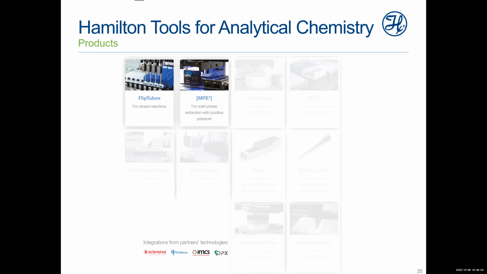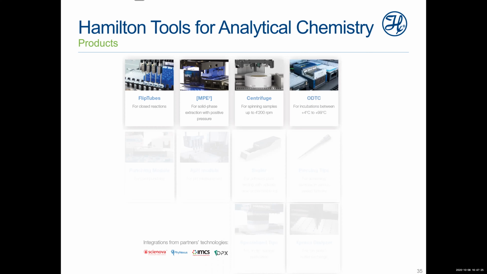We also have the MP Square, which is monitor multi-flow positive pressure evaporative extraction. So MP Square sounds a little bit easier to pronounce. And this is for solid phase extraction with positive pressure. So we also have a vacuum-based SPE module for customers that prefer the solution. You can also equip with a centrifuge for spinning samples up to 4,200 RPM. So this is inside the deck.